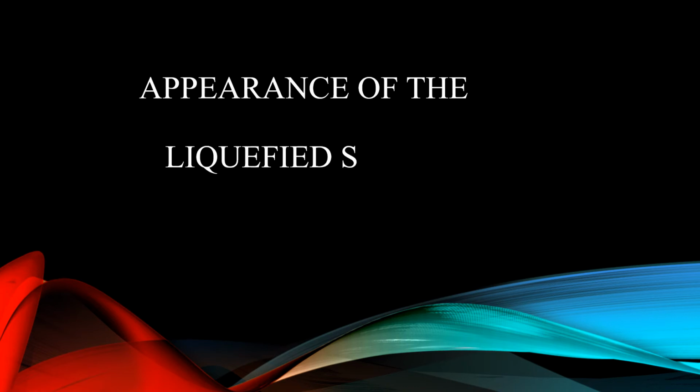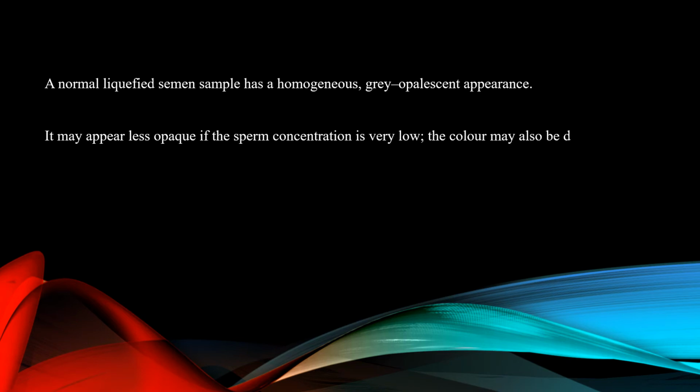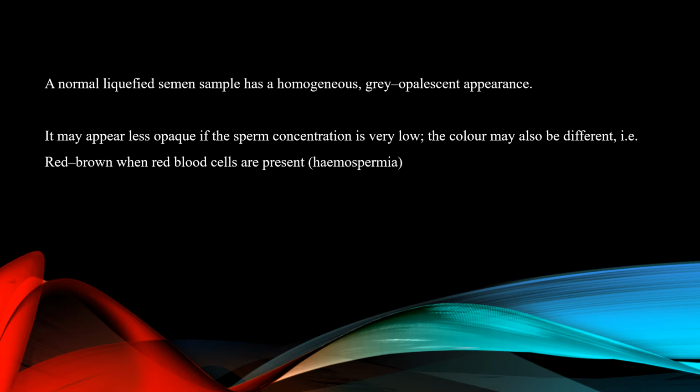Appearance of the liquefied semen. A normal liquefied semen sample has a homogeneous gray opalescent appearance. It may appear less opaque if the sperm concentration is very low. The color may also be different, that is red-brown, when red blood cells are present, hemospermia. Yellow is seen in a man with jaundice or taking certain vitamins or drugs.